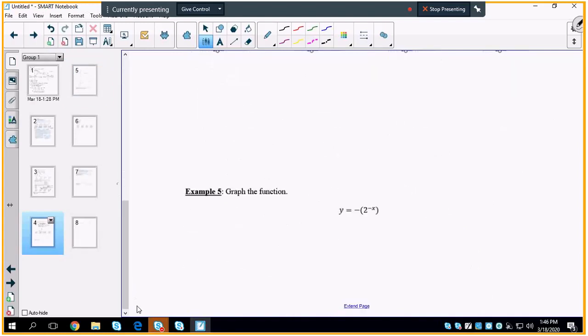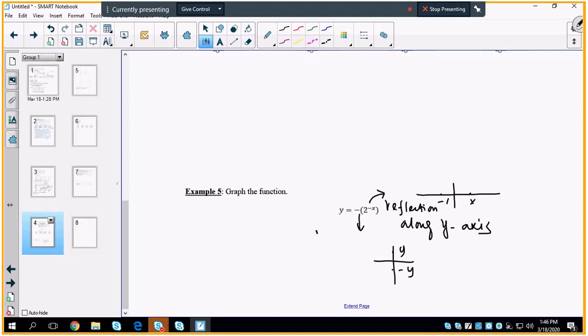We're thinking about the graph of the function y equal to negative 2 to the power negative x. Again, think about this. You have two transformations. This negative means you are changing positive x to negative x. So that's a reflection along the y-axis. Whereas this is a change in y. So you are changing positive y to negative y. So this is a reflection along the x-axis. So I have both reflections in this problem. Should have said reflection along the x-axis.